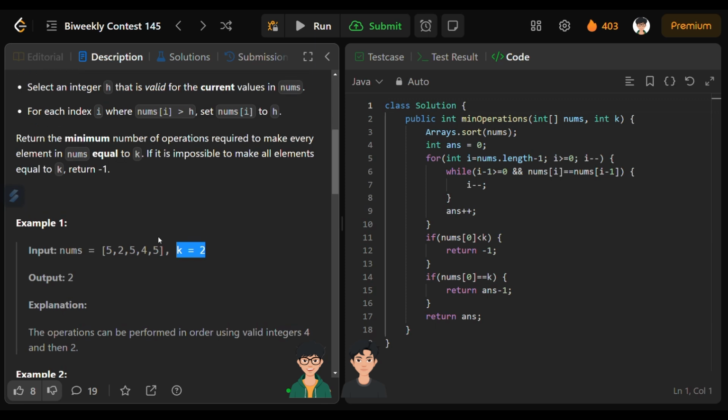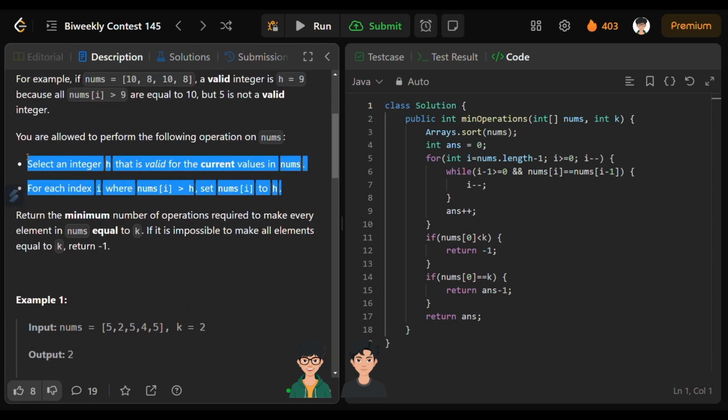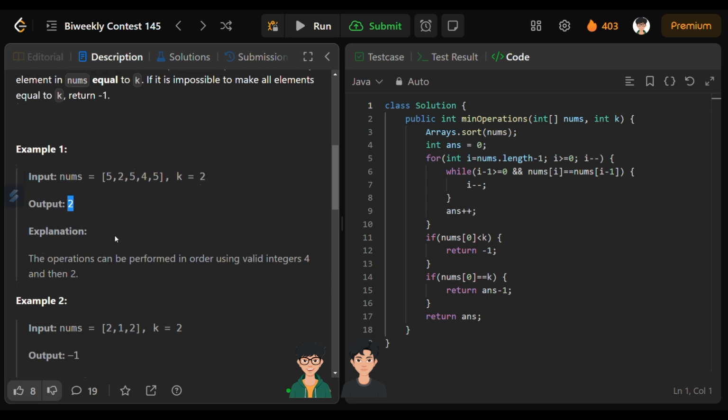So you have to find out whether you can make all the elements of the array equal to k by performing this h operation. If you can, then return the minimum number of operations. If you can't, just return -1.